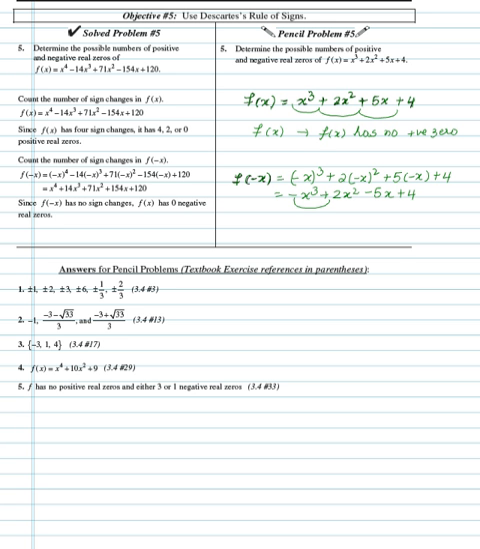Negative to positive, one sign change. Positive to negative, one sign change. Negative to positive, one sign change. Since f of negative x has 3 sign changes, it would have 3 negative zeros, or you take away an even number from 3, which would give me 1. So it would either have 3 negative zeros or 1 negative zero. So we would have 3 or 1 negative zeros.